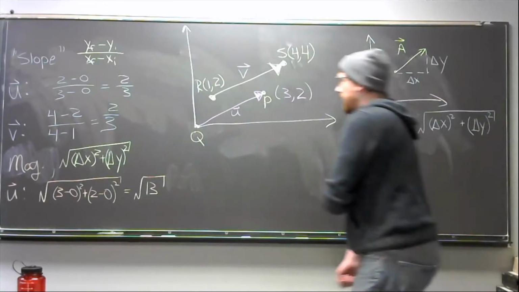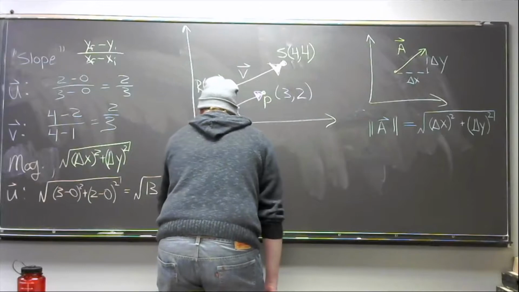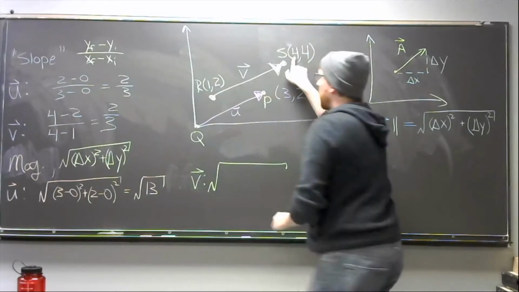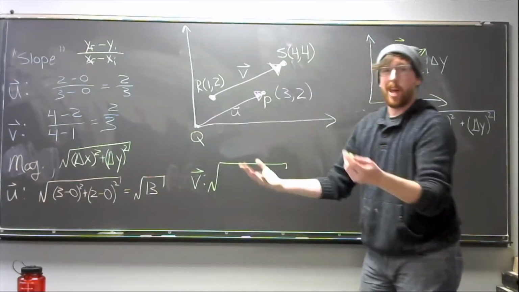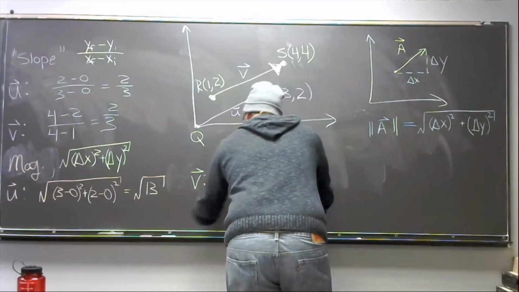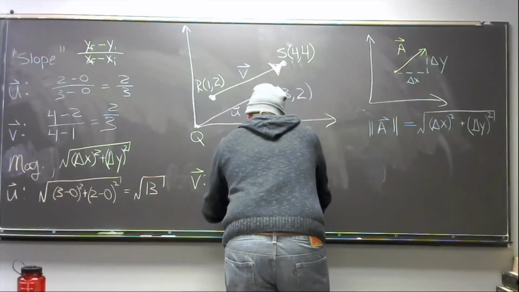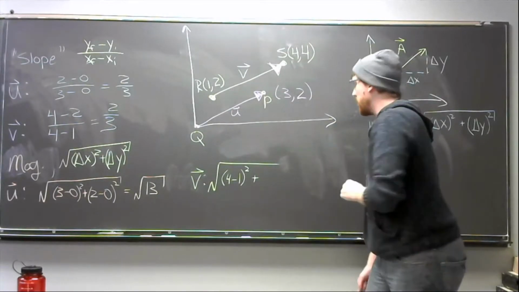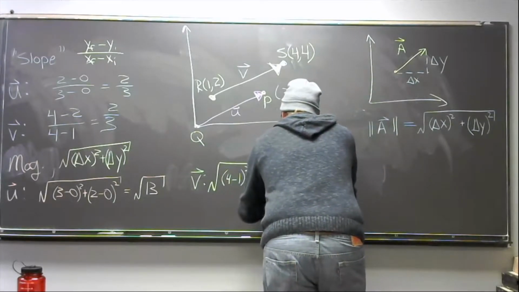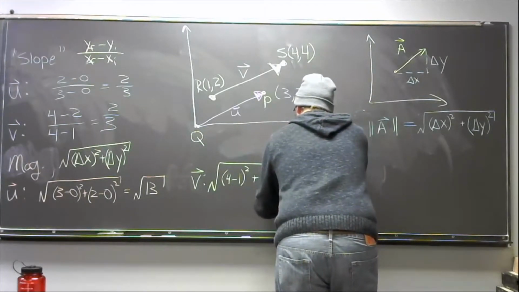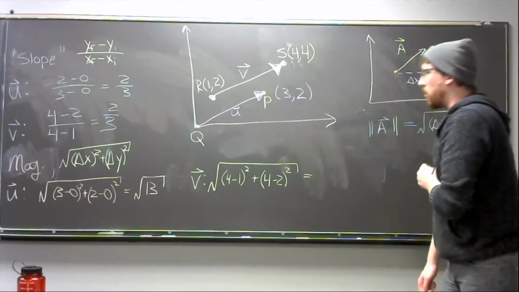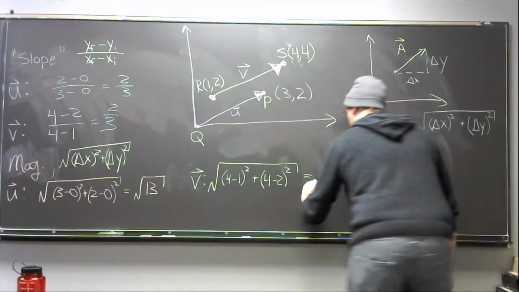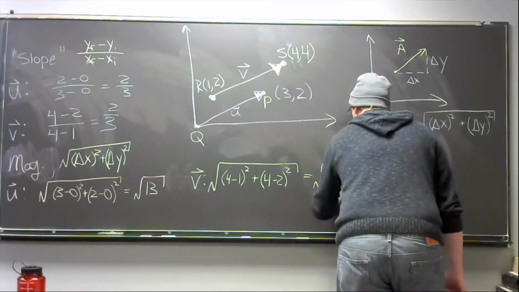And in the case of v, it's going to be 4 minus 1, that quantity squared, plus 4 minus 2, that quantity squared, which is going to be 3 squared plus 2 squared, or again 13. So we get the square root of 13.